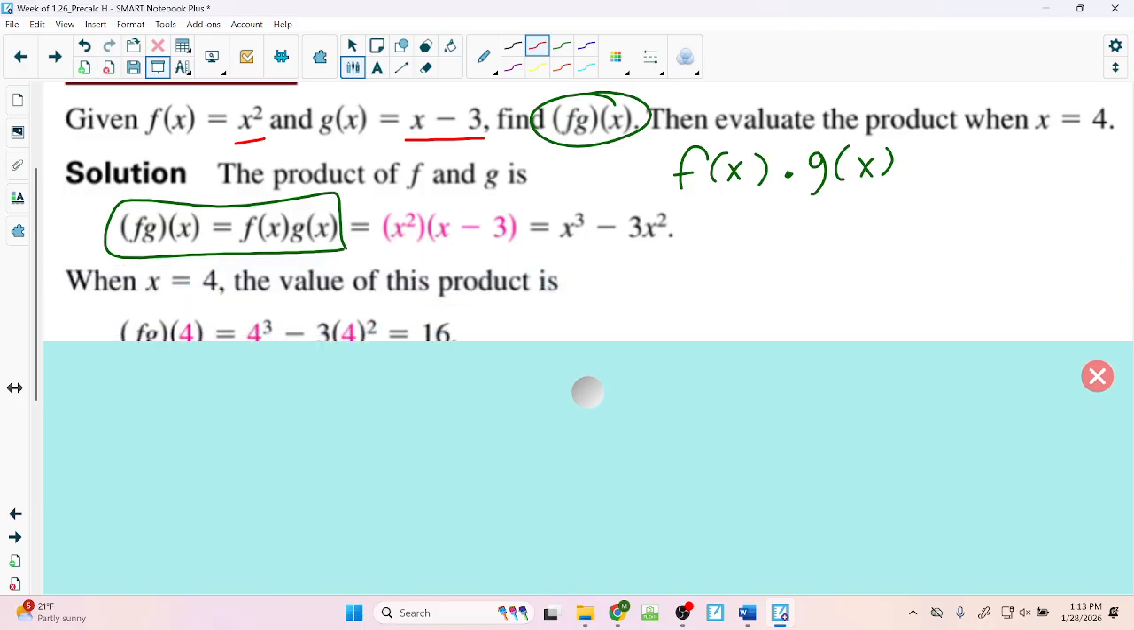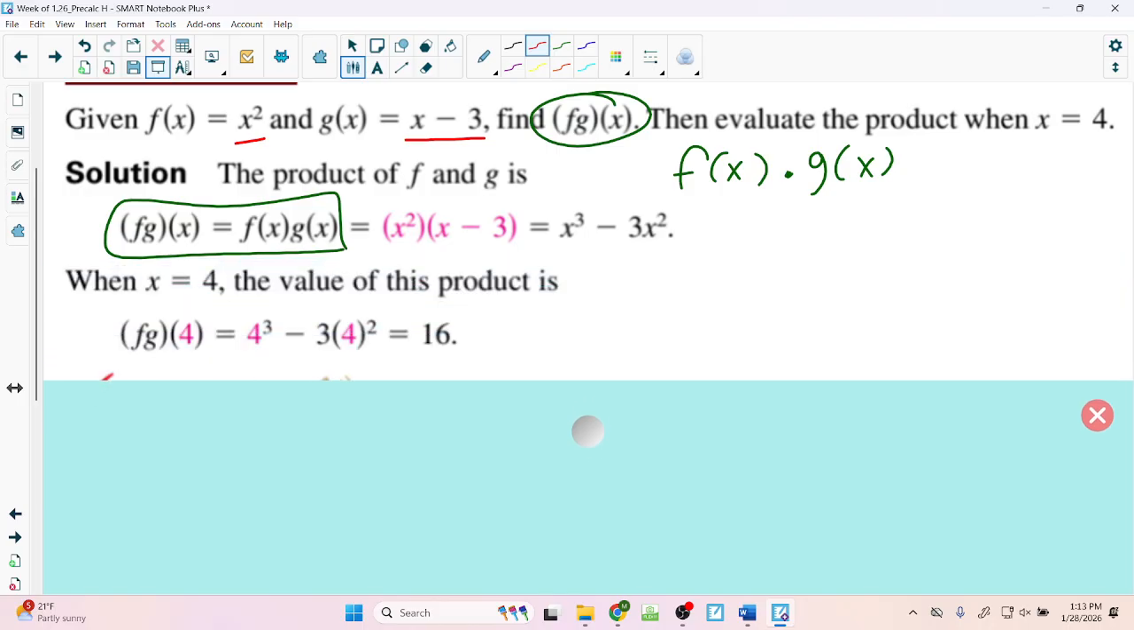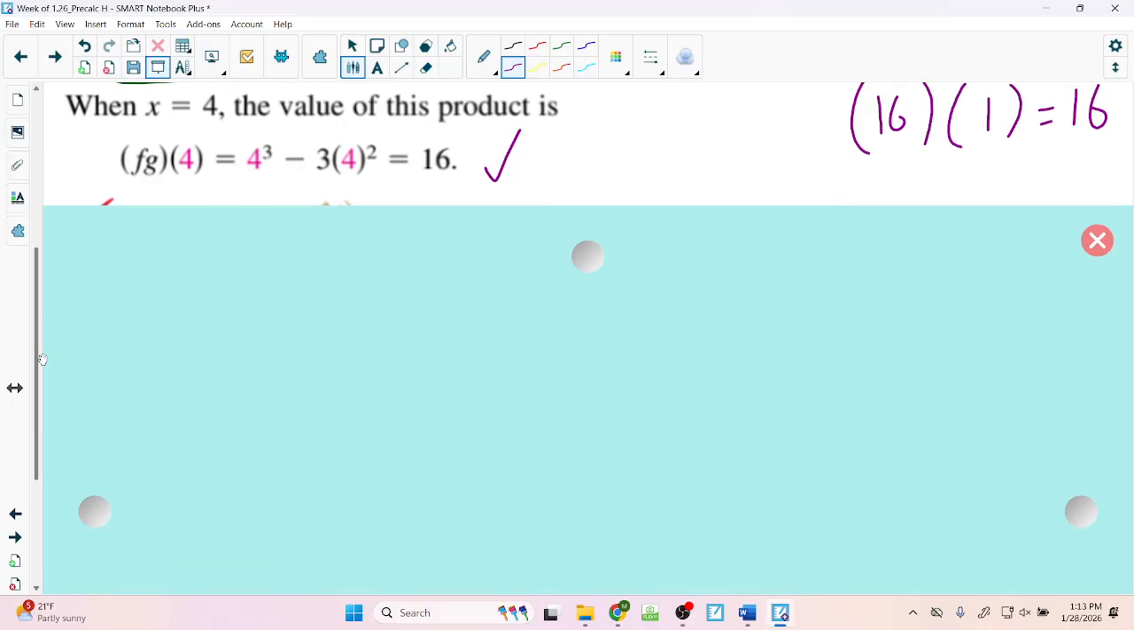So now we just plug in 4. We plug in 4 to that, and we get 16. We could also plug in 4 to the first one, and we get 16. If we plug in 4 to the second one, we get 1, and that's also 16. So it's pretty simple. You're just multiplying two functions. That's it. There's nothing else to it, so don't overdo it. Multiply the functions, plug in the number.